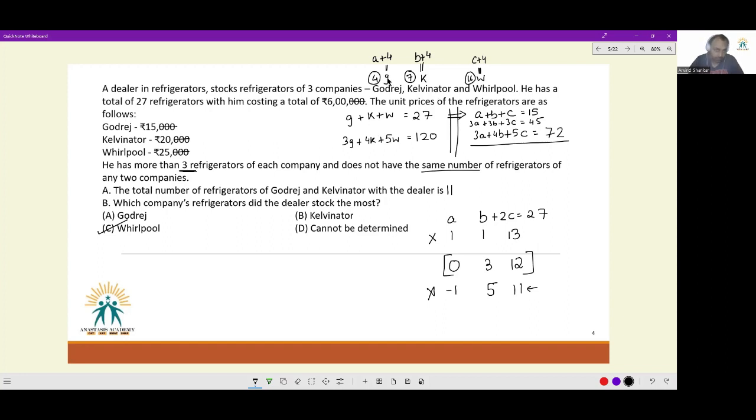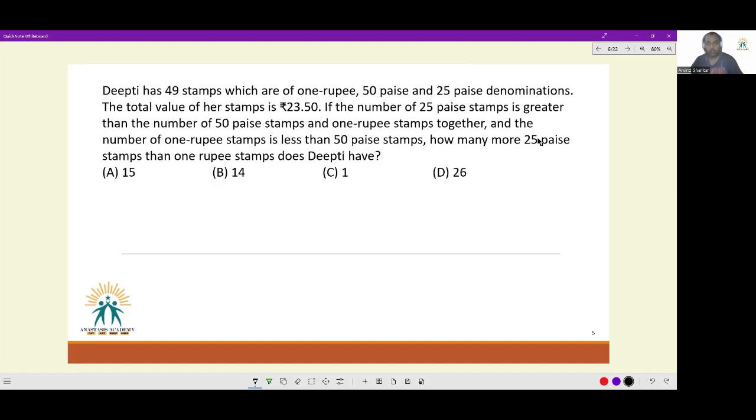Let the number of refrigerators of Godrej be equal to A plus 4, B plus 4, and C plus 4. These standard equations that I had, I was able to transform them and do my subsequent processing on simpler variables. Okay. Next question now.